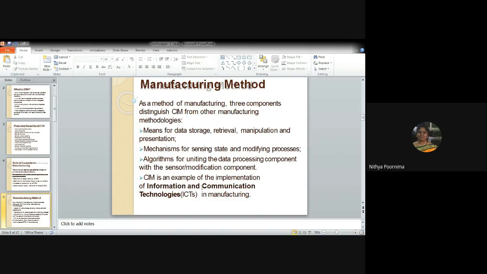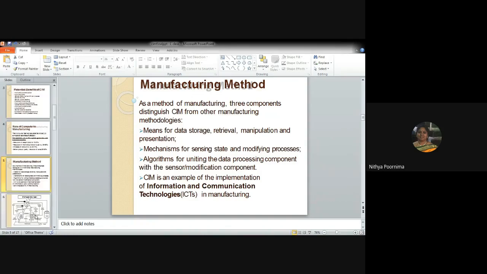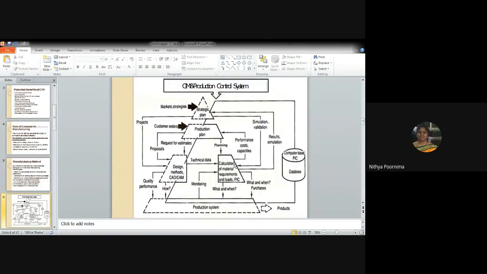Without using this ICT in manufacturing, SIM couldn't have been possible. That's the best statement I can make out of this slide. Yeah, this is SIM and production. This is the exact structure of how your SIM will look.